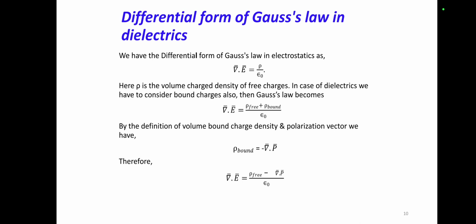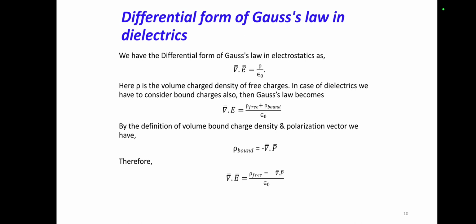Here again, differential form of Gauss law in dielectrics. So we have the differential form of laws in electrostatics: del dot E bar is equal to rho upon epsilon naught. Here rho is the volume charge density of free charges. In case of dielectrics, we have to consider bound charges also.